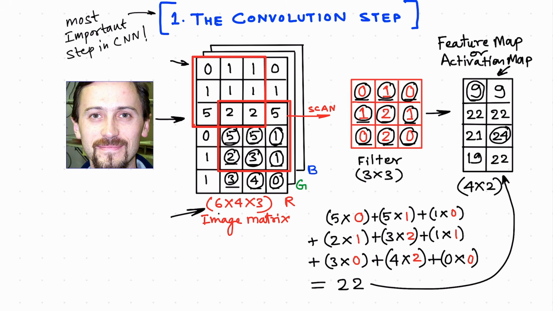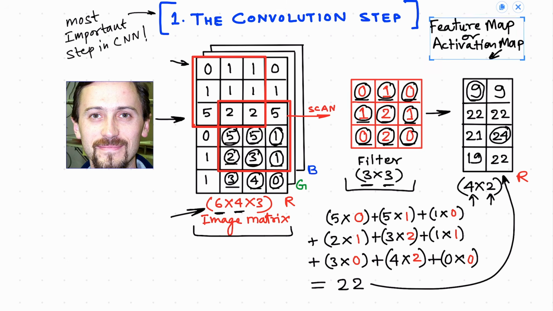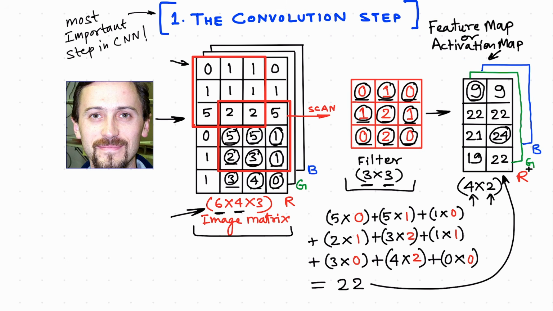The size of this feature map depends on the input image size and the filter size. An easy way to calculate the size is by subtracting the corresponding filter dimensions from the image dimensions and adding 1 to it. So over here it is 6 minus 3 plus 1 is equal to 4, and 4 minus 3 plus 1 is equal to 2. So 4 cross 2. Now this feature map was generated for the red channel. Similarly, two more feature maps will be generated, one for the green channel and one for the blue channel, and the values will be added together to generate a final feature map.